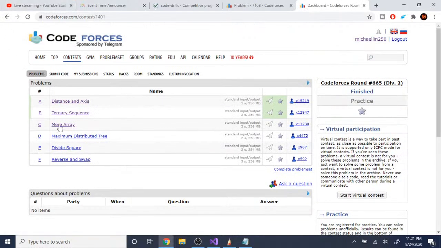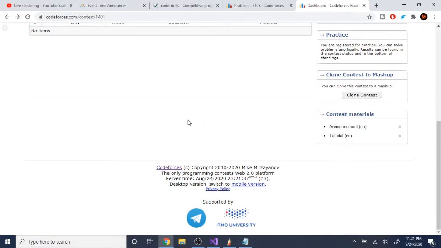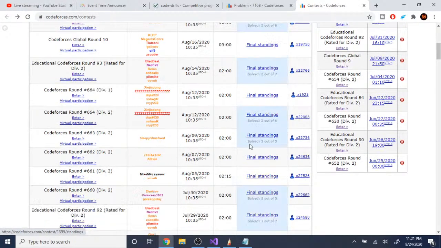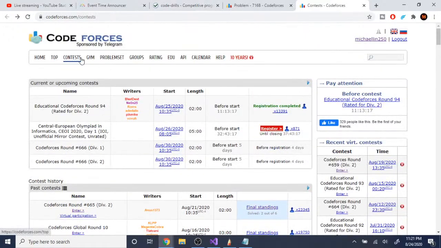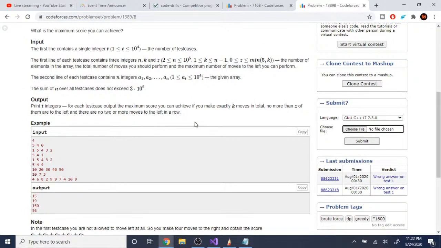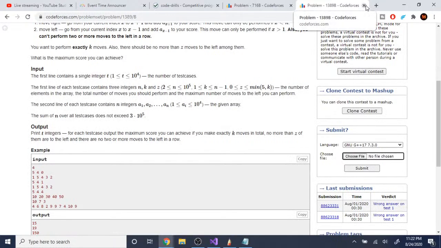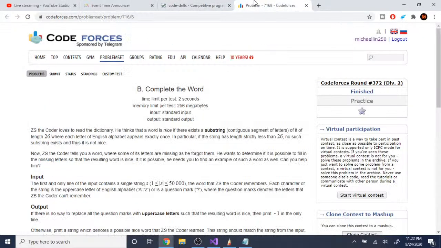Okay, so I solved these two. Merge array. Actually, hold up. Let's try to find a good problem. Where are the problems? Let's find all the ones that we couldn't solve. Okay, so we couldn't solve good subarrays. Did we solve this? Oh, we couldn't solve, yeah. Array walk. Let's see. Array walk, let's look at that. Oh, it's 1600 though. Nah, okay. Yeah, let's just go back to our complete the word.